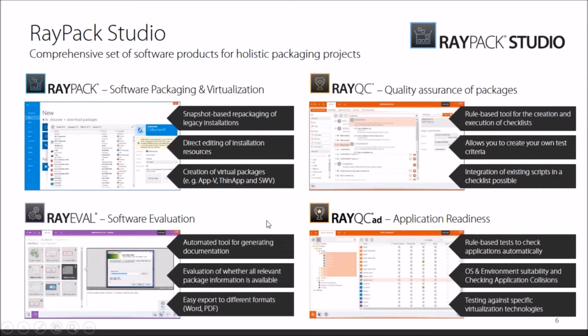RayEval, which is chronologically placed before RayPack, is there to document an installation and to also include the test criteria plan, which will be carried out in the RayQC phase. Quality assurance is carried out by our quality assurance tool based upon checklists. And RayQC, as I just mentioned, is for application readiness, application compatibility testing, and also conflict management.